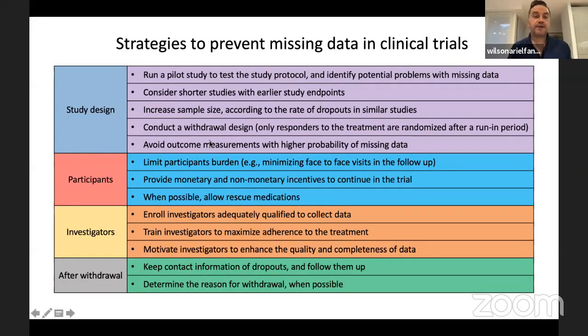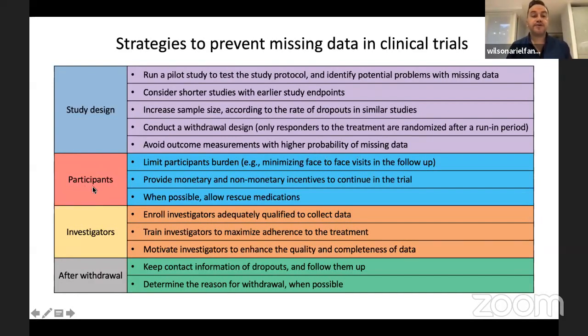The next recommendation would be to conduct a withdrawal design. So only the responders to the treatment are randomized after a random period. So in that case, you are going to save some missing data as well, because those who are not responders are not included in the treatment. Avoid outcome measurements with higher probability of missing data. This is obvious for obvious reasons.